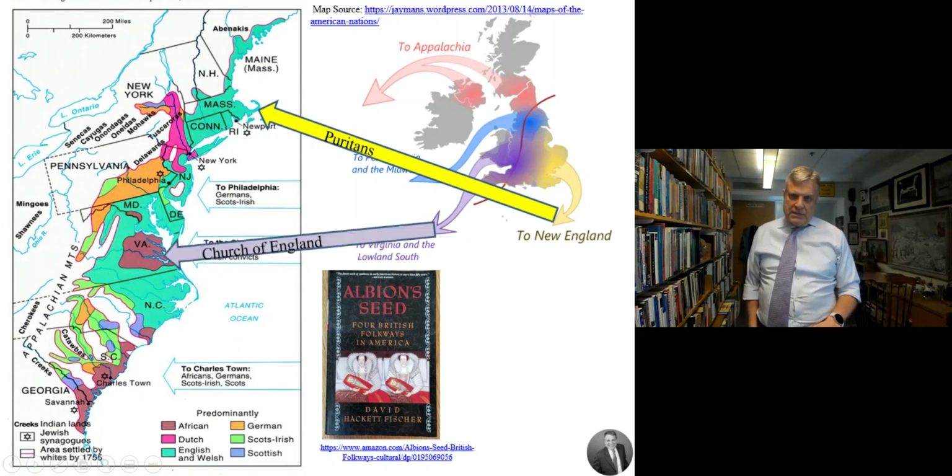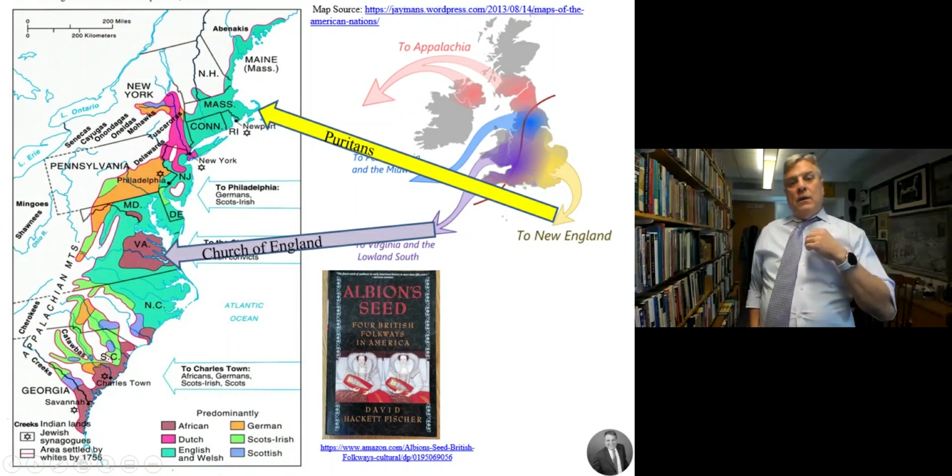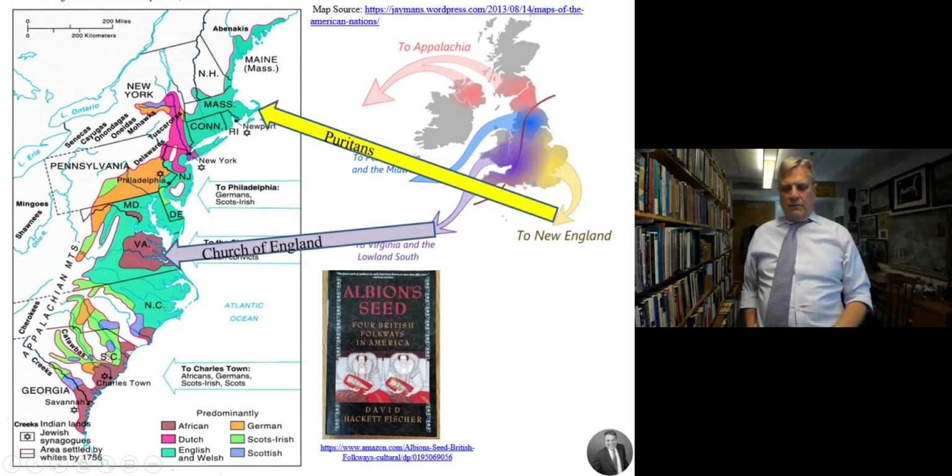The next group is the opposite of the Puritans, and these are the Church of England types. They come from the region of England that had been supportive of the monarch, and then in the restoration of the crown had clearly been very active.